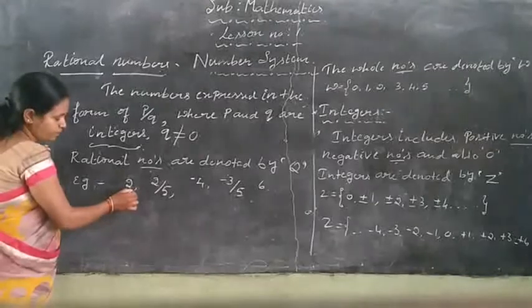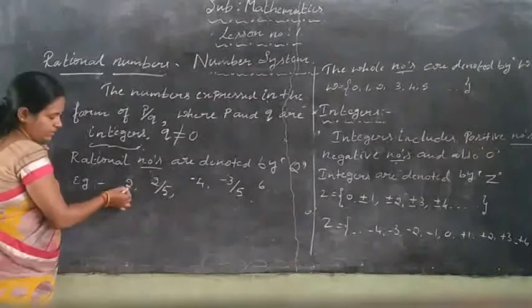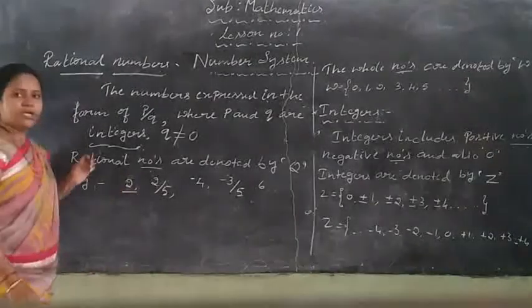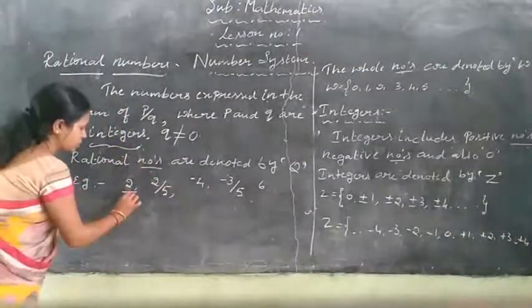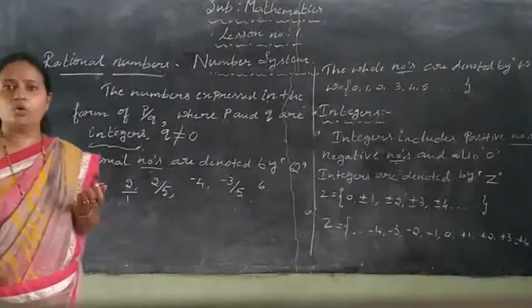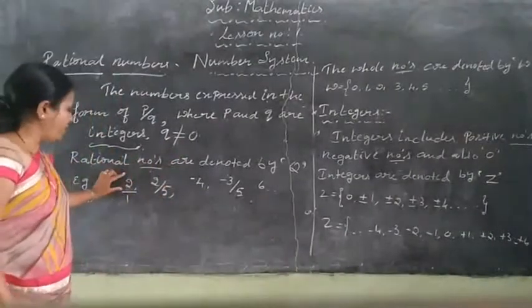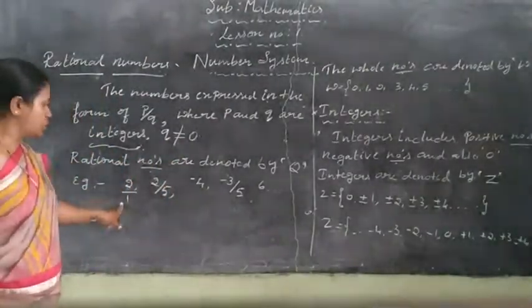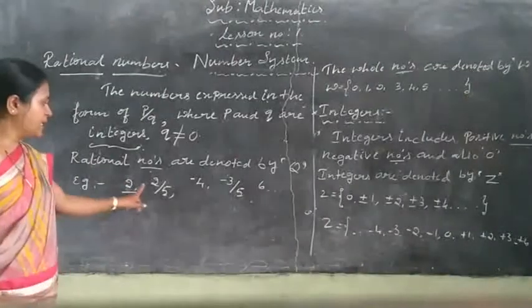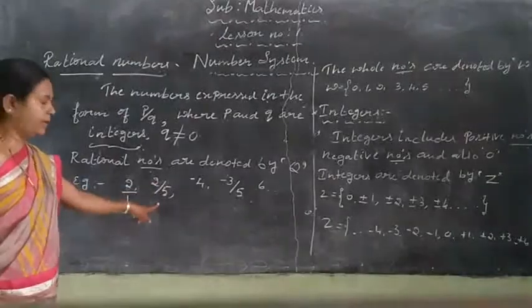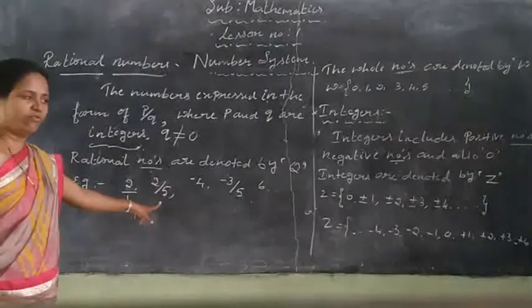Okay, you can ask me a question, ma'am, in denominator nothing is there. So in denominator nothing is there means we are going to consider that as a 1, children. So we will take 2 as 2 by 1. So the value of P is 2 now, Q is 1. So 2 is also an example for a rational number. See the second one, 2 by 5. P value is 2 and Q value is 5.